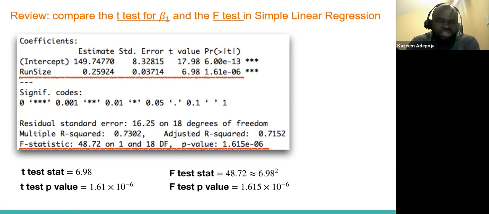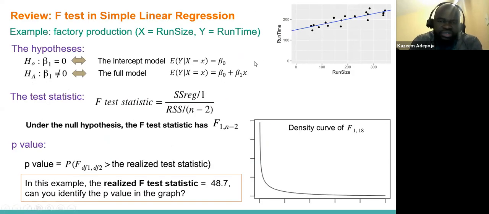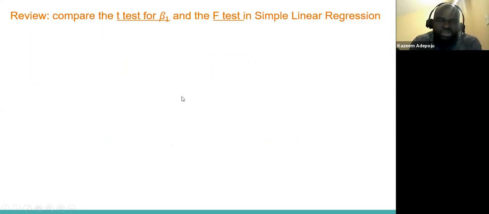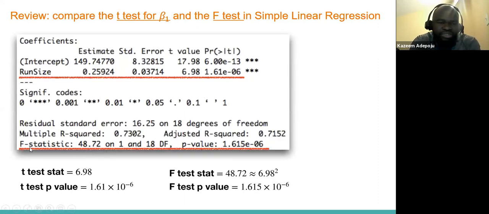Okay, but in a situation where I want to use an F test, using the formula right here, if I want to compute an F test, look at the result right here. R has already computed that for you. Look at that, the F statistic is 48.72. This will automatically be part of your result when you run that in R. So this guy here, 48.72.